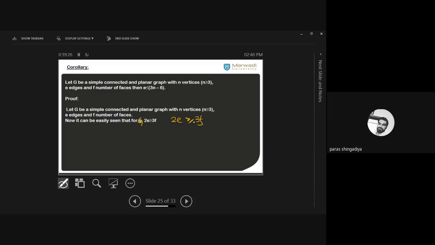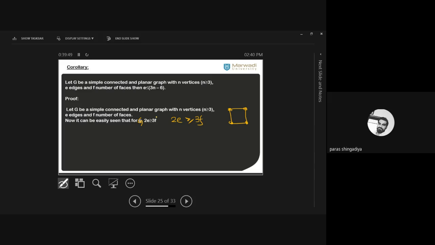Let's consider one of the graphs here to verify this, to verify both the sides. This graph I have is a connected planar graph. What do I have to verify? 2 times E quantity or 3F quantity. So 2 times E, this side should always be greater than or equal to the opposite side.